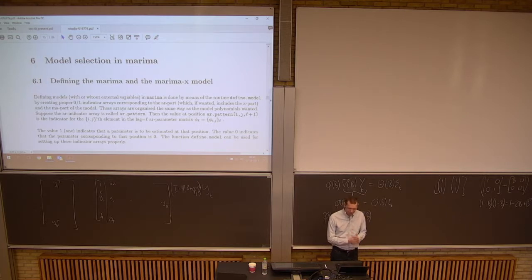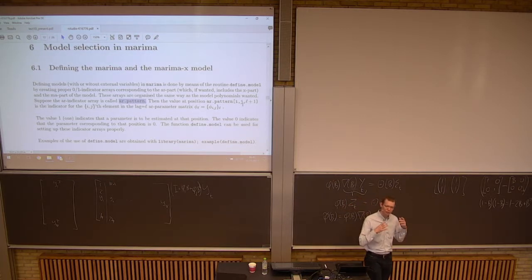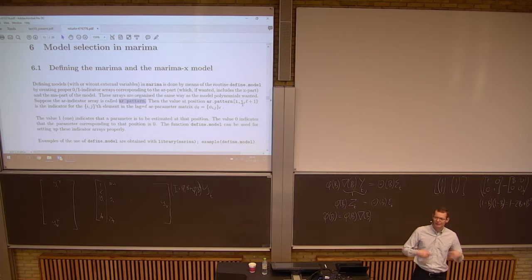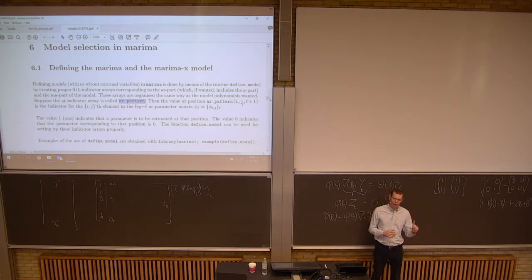So the model selection here. What you specify with the define.model is a so-called autoregressive pattern, and you specify it as a matrix in the same structure as the polynomials. Basically, you specify a matrix that has ones where you want to estimate something and zeros where you don't want to estimate something. Which means that you can turn the estimation of every single parameter on or off.